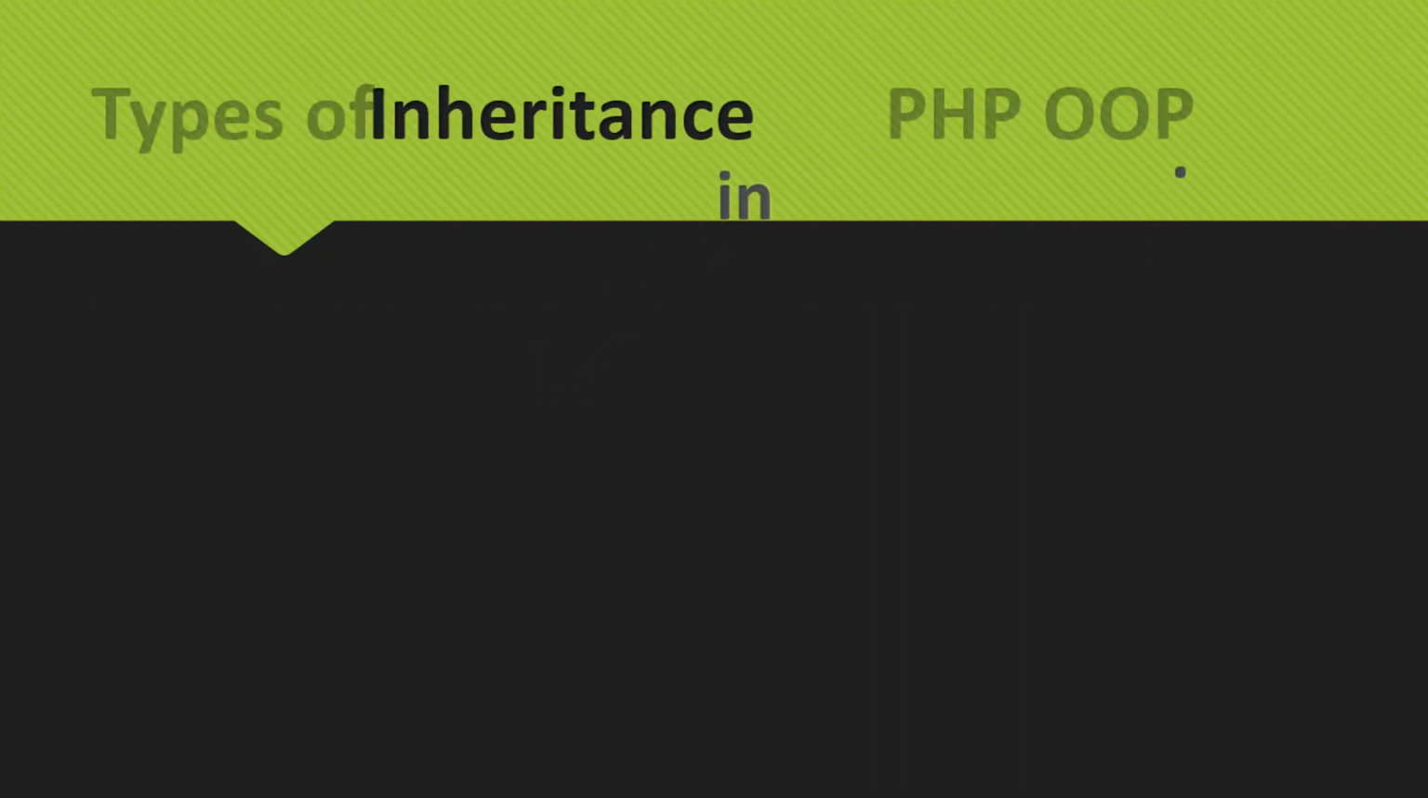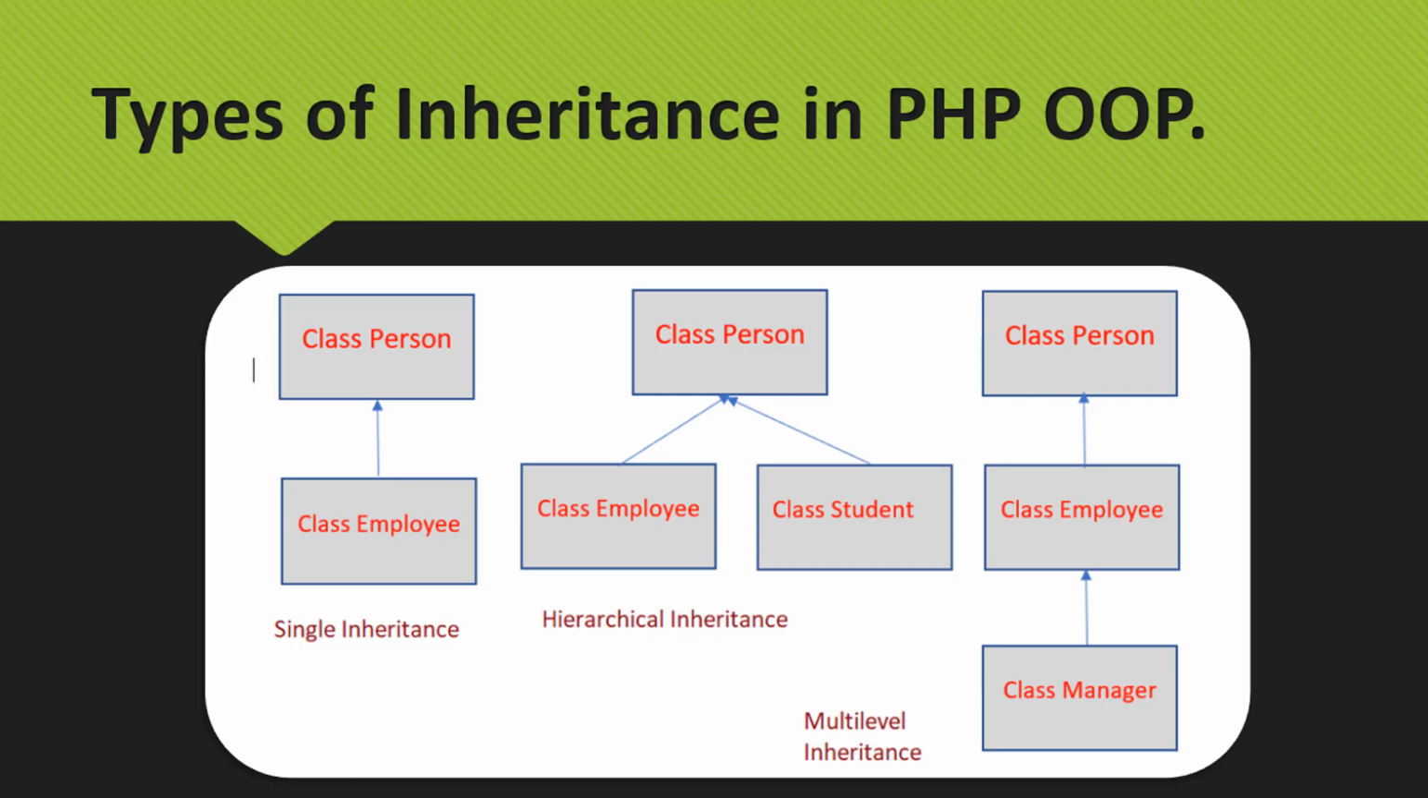Now let's see the types of inheritance in PHP object-oriented programming. There are a total of 3 types of inheritance supported in PHP. The first one is single inheritance, where there is only one parent and one child class. In hierarchical inheritance, there is only one parent class and more than one child class. In multi-level inheritance, a derived class is further inherited by another class, so the derived class becomes a base class for another class.